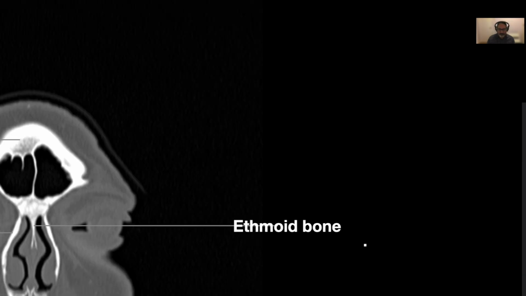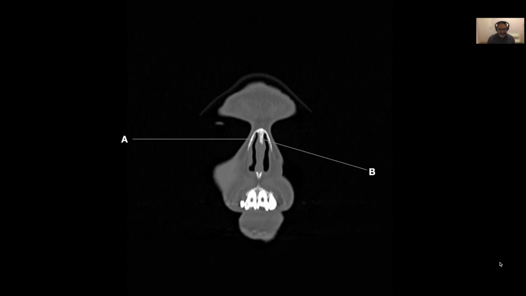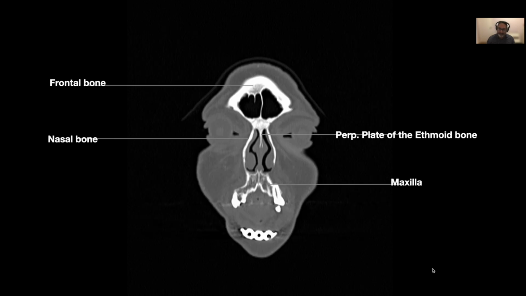Okay, where were we? All right, there you go. So it is the perpendicular plate, now that I remember, of the ethmoid bone. So I've become a better anatomist now. All right, so let's keep going. And I can't hear you, but I think perpendicular plate. I'm happy. I'm absolutely happy with ethmoid bone, and most people will be.